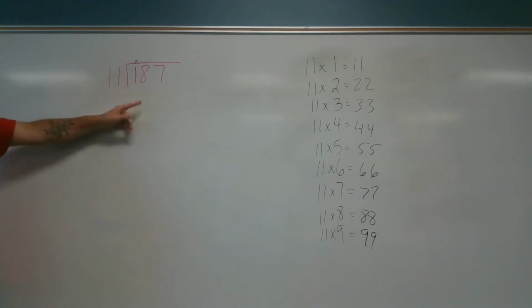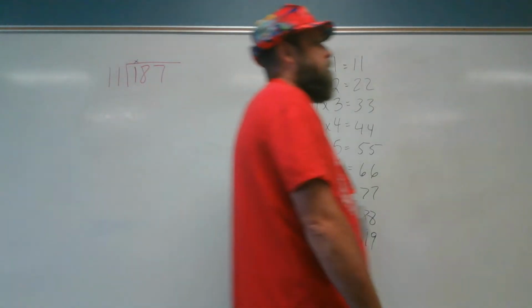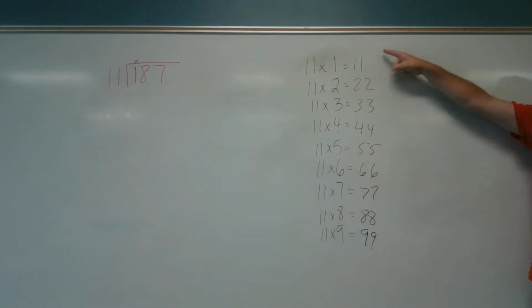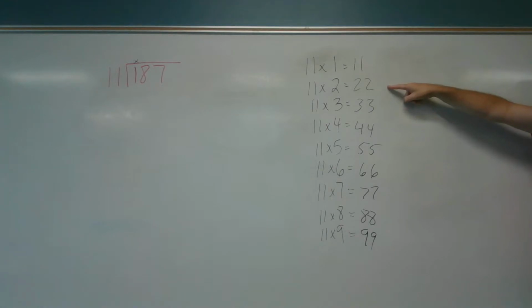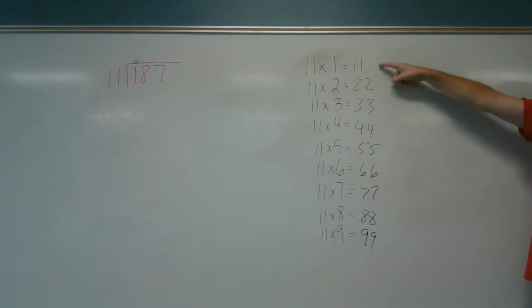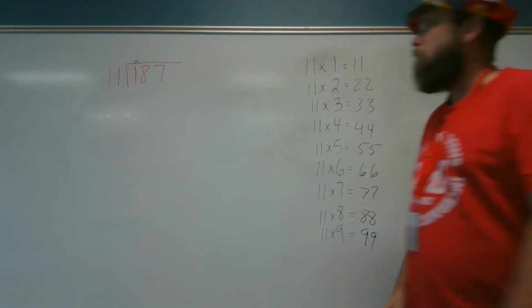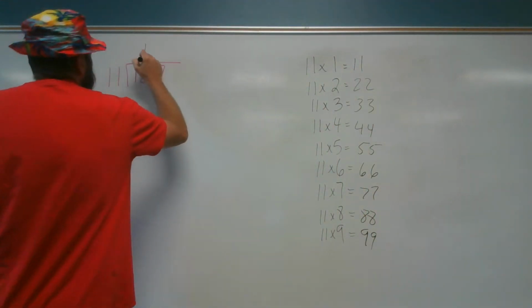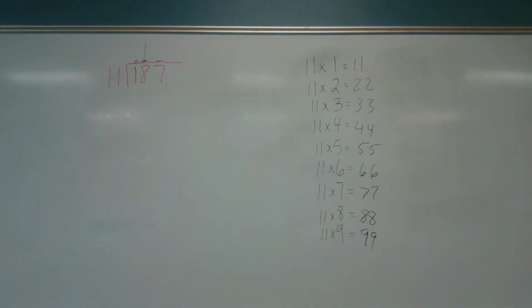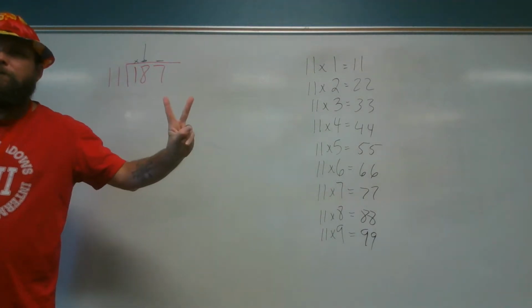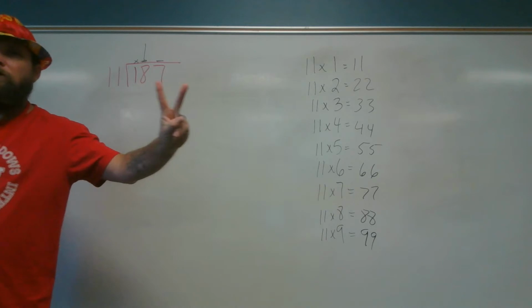Now I go over here and I need to get as close to 18 as I can on my multiples of 11. You tell me when I get too big. 11, 22. Oh, 22 is too big. So it has to be the one above 22, which is 1. Once I put a number up there, I'm going to have a number above every other number from that point backwards. This tells me my quotient is going to be 2 digits. 1, 2.